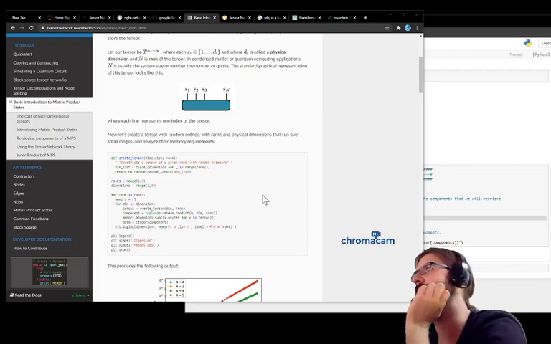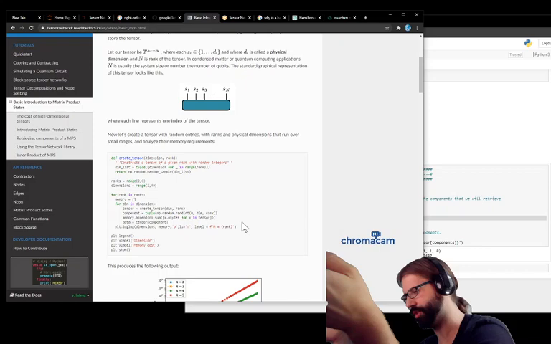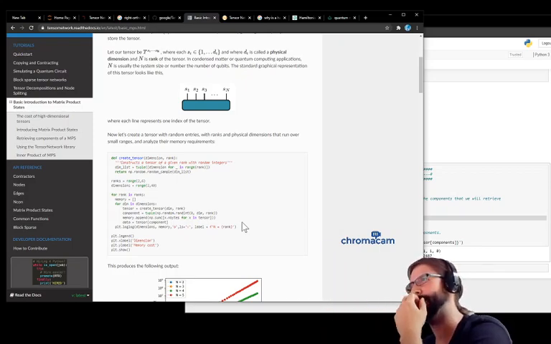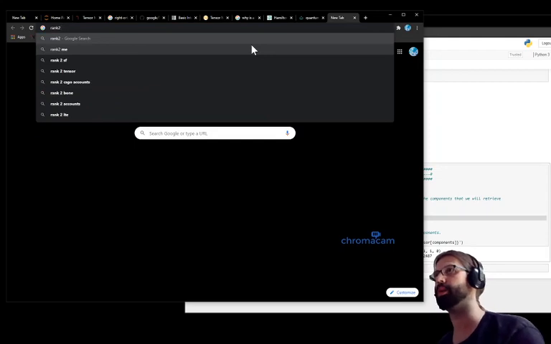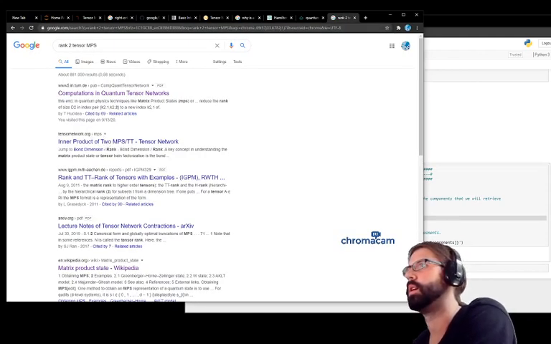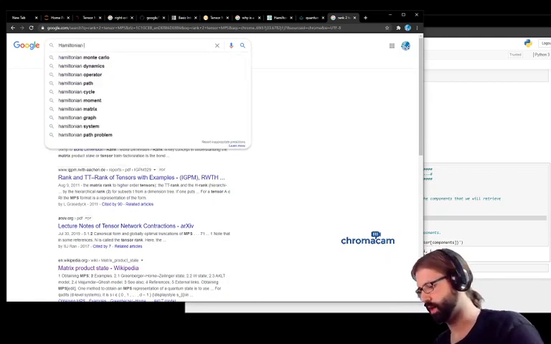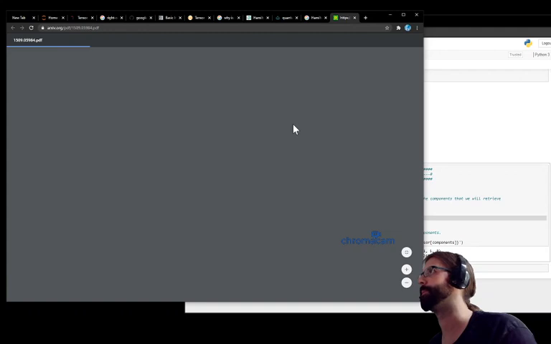Yeah, I don't know. Kind of stupid, because what are we trying to do? Okay, so we have the cubo, and you want to find the ground state of the cubo, but the cubo is just a two-dimensional matrix. So why do you need that? You cannot have a rank two tensor MPS. Hamiltonian MPS example. That's confusing me a lot.